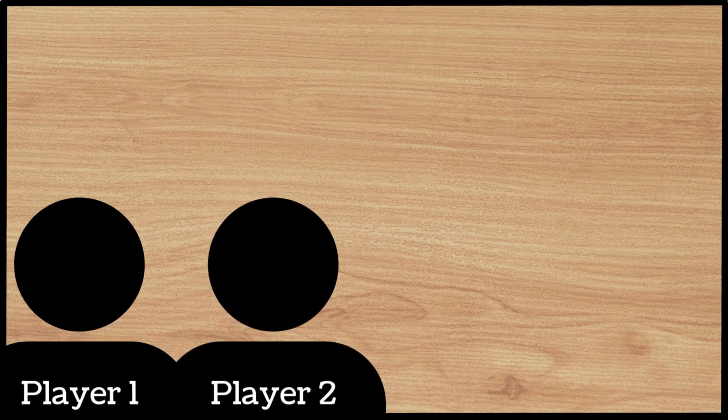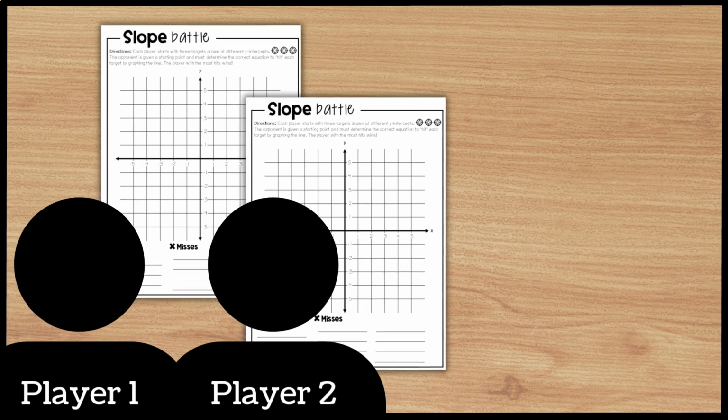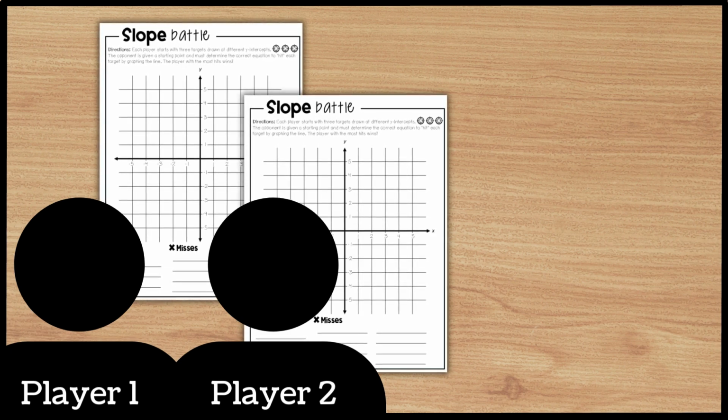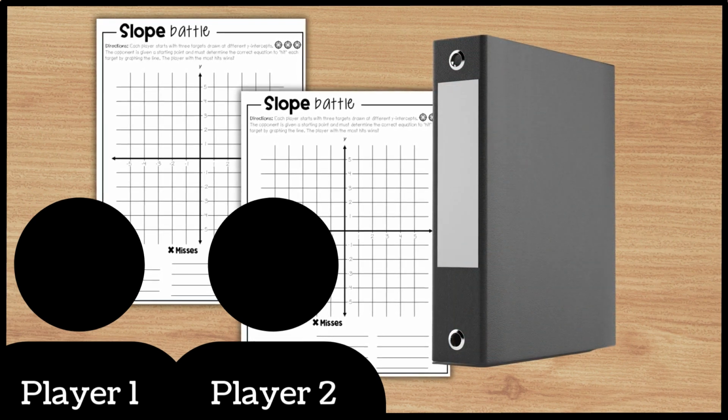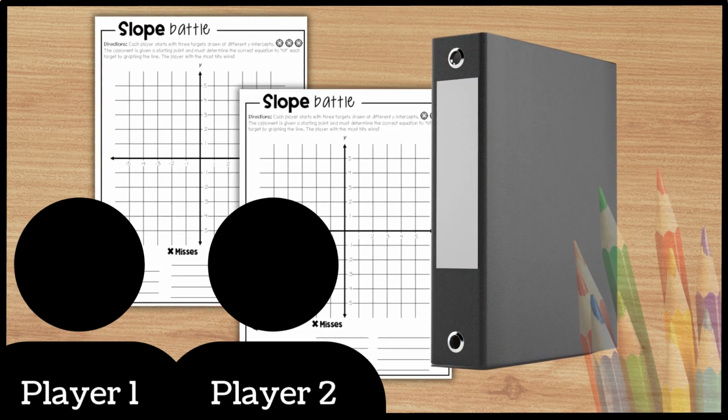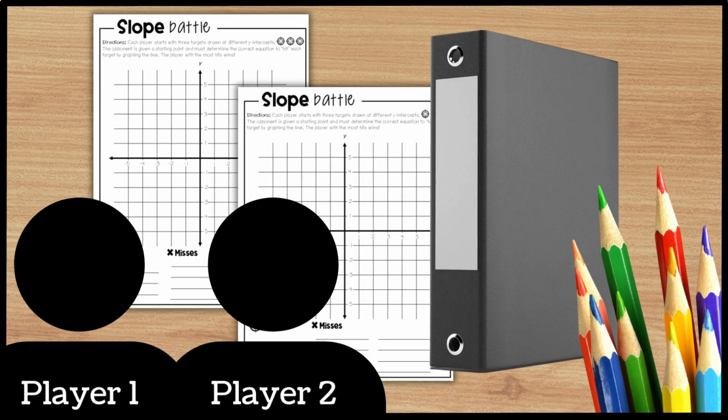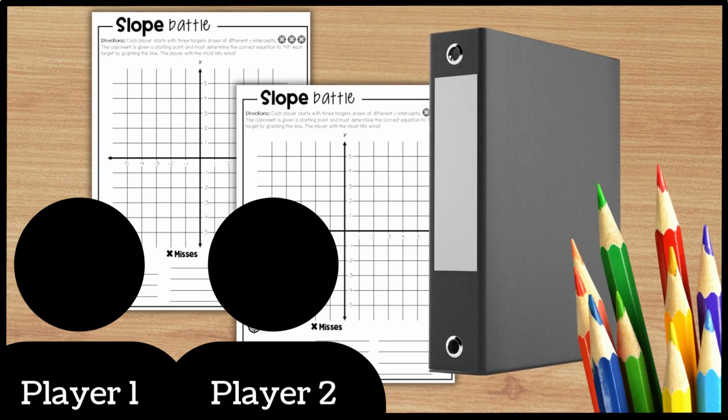Slope Battle is a two-player game. Each player will need a Slope Battle coordinate grid worksheet that can be found by clicking the link in the description of this video, a binder to be used as a barrier, and colored pencils to keep track of the linear equations and the hits and misses.